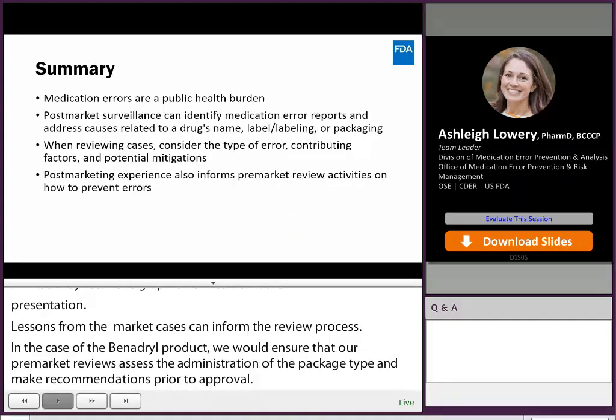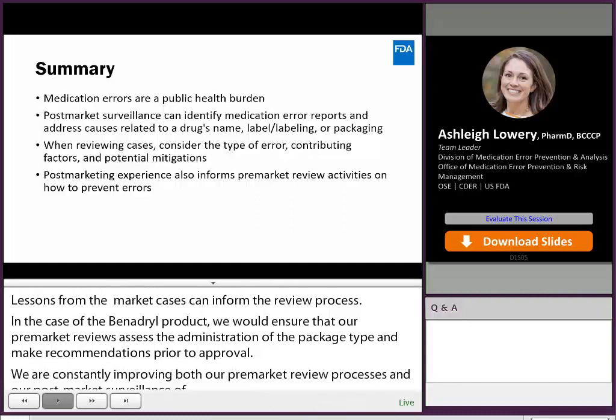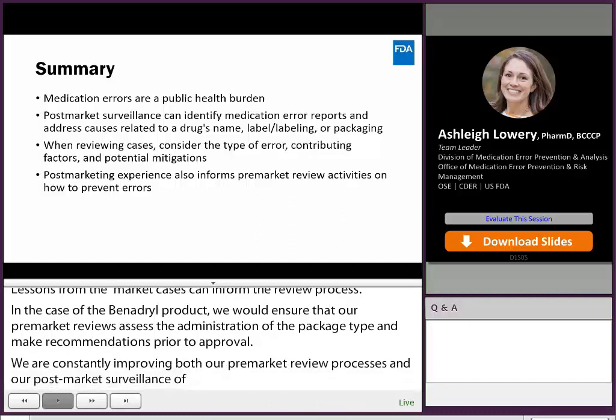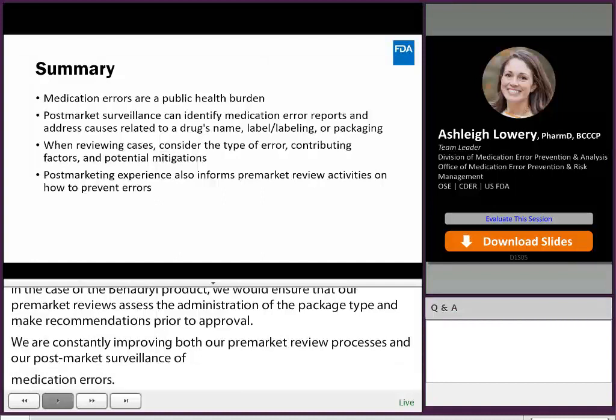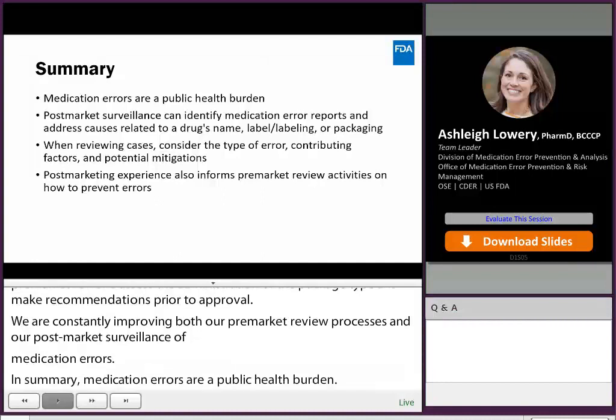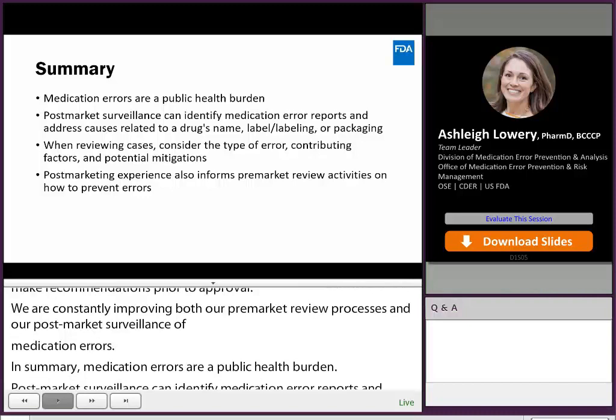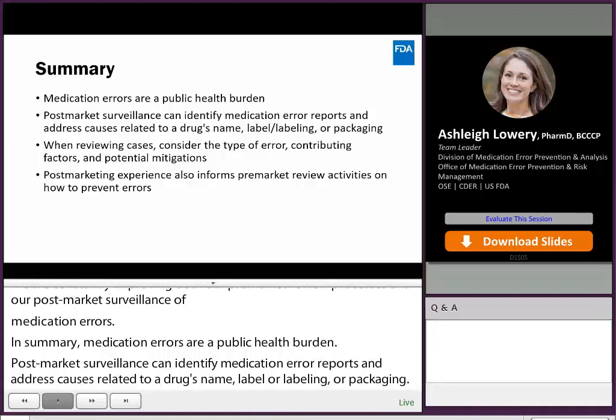So in summary, medication errors are a public health burden, and post-market surveillance can identify medication error reports and address causes related to a drug's name, label or labeling, or packaging. And when reviewing cases, consider the type of error, contributing factors, and potential mitigations. Our post-market experience also can then inform our pre-market review activities on how to prevent errors.